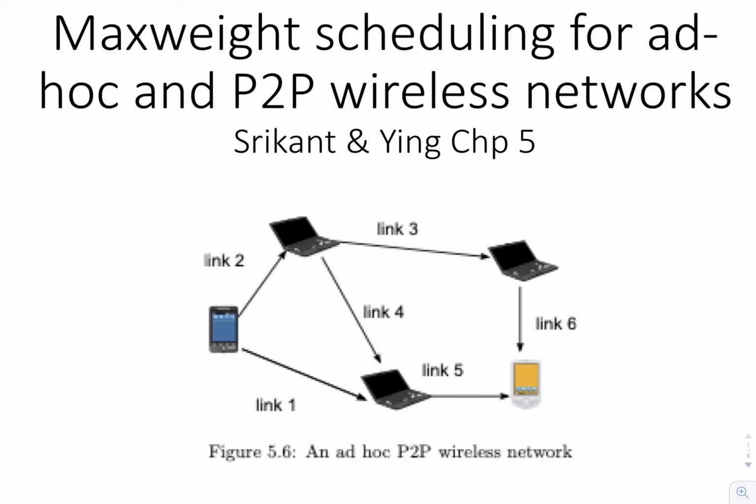We'll talk about max weight scheduling for ad hoc and peer-to-peer wireless networks. Previously in this chapter of Srikant and Ying's book, we discussed max weight scheduling for bipartite graphs that occur in switches. Ad hoc wireless networks refer to wireless networks in which devices communicate directly with each other, instead of going through a base station or access point.